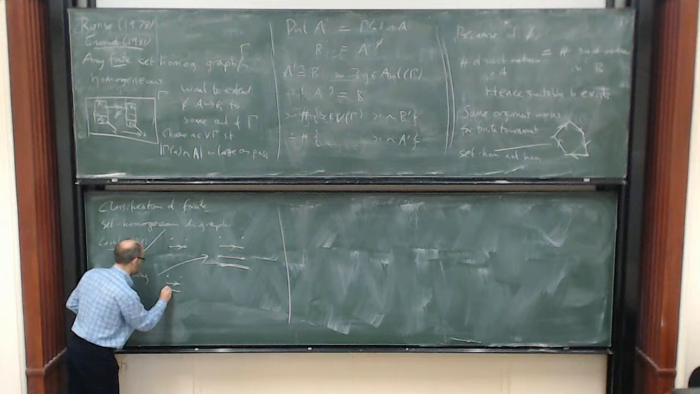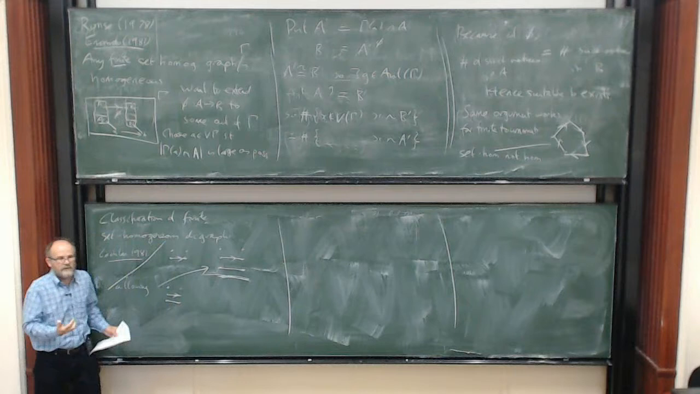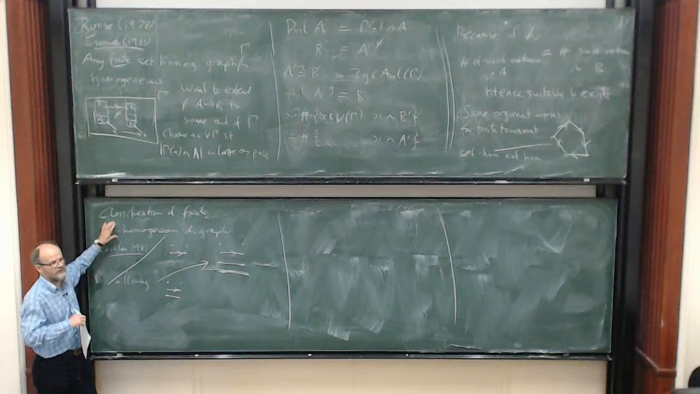So it turns out there that the pattern of, I guess, the Lachlan theory is followed. You get a few sporadic examples and some infinite families. And there's quite a lot more that you get under set homogeneity that you don't get under homogeneity. So you get four extra sporadics.